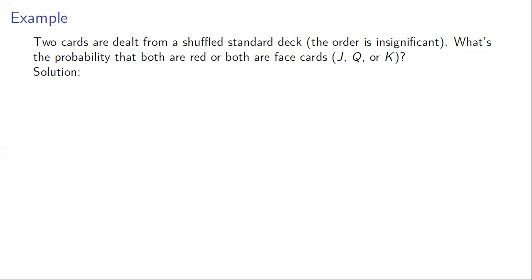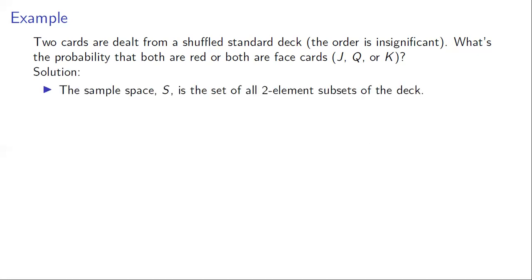So again, going through the steps. The sample space S is the set of all two-element subsets of the deck. The cardinality of S is 52 choose 2.